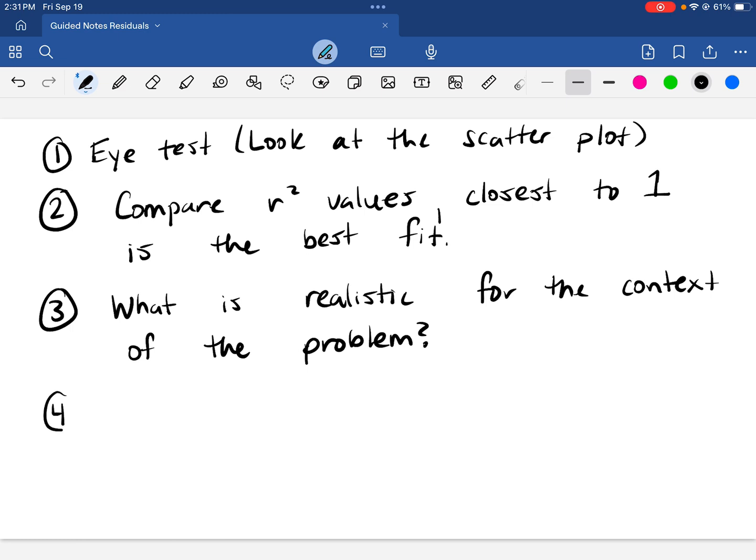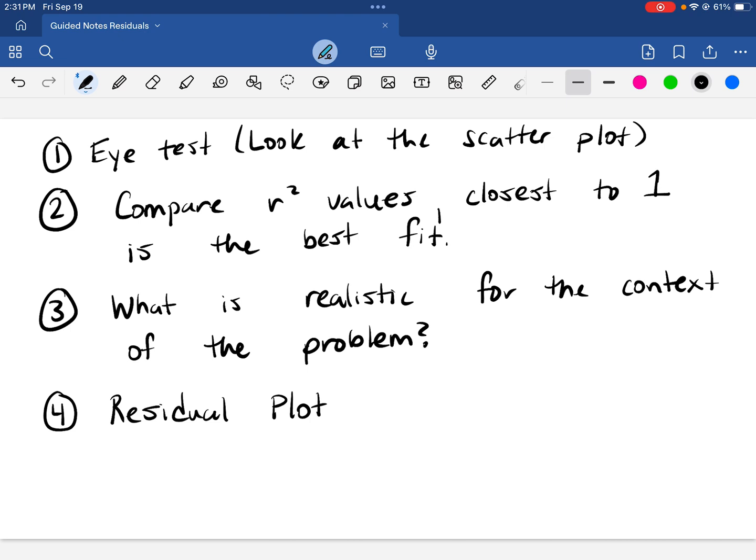And then your fourth thing to check is that residual plot, which is what you looked at today. Look at that residual plot. If it doesn't have any type of pattern to it, then you're going to know that a linear model is probably a good model for that set of data. If that residual plot has some type of U shape to it, then you're going to know that a nonlinear model would be appropriate for that set of data.